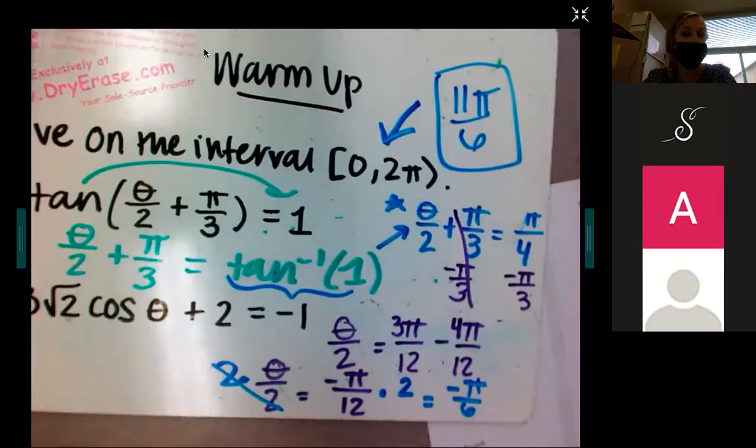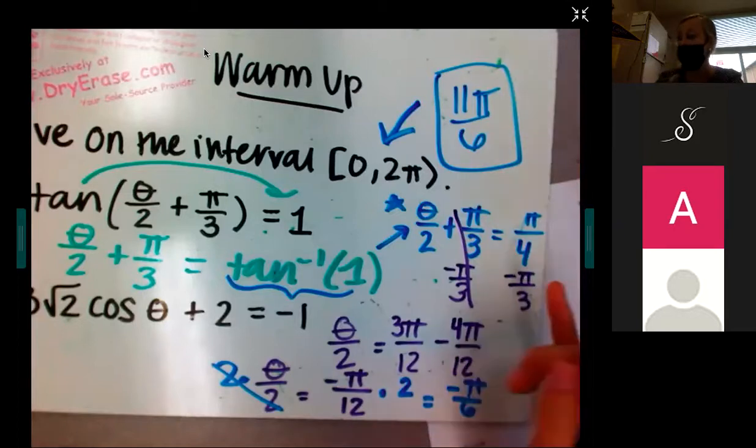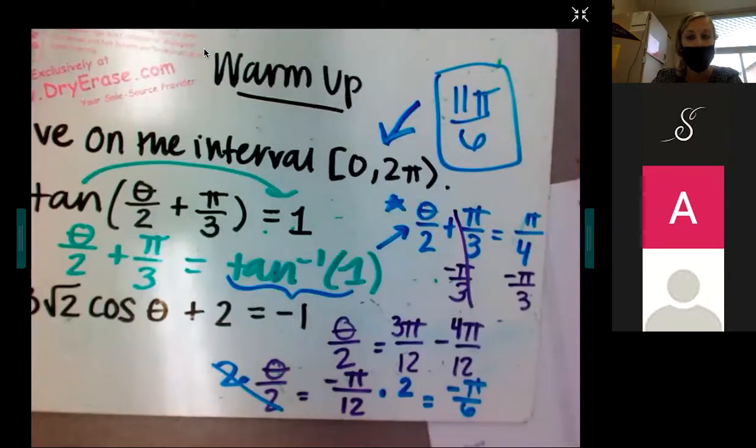Wait, what? Oh, what happens to 5 pi over 4? What do you do with that? I moved it. You don't write both. I'm about to show you why you don't write both. Is everybody okay with us solving it equal to pi over 4?